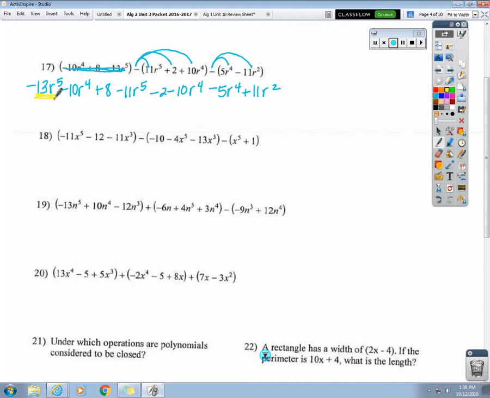Now I'm ready to combine like terms. I have an r to the fifth starting out. What will combine with it? So what's negative 13 minus 11? Negative 24 r to the fifth, right? Then I move to my next highest term, negative 10 r to the fourth. What will it combine with? To make negative 10 minus 10?